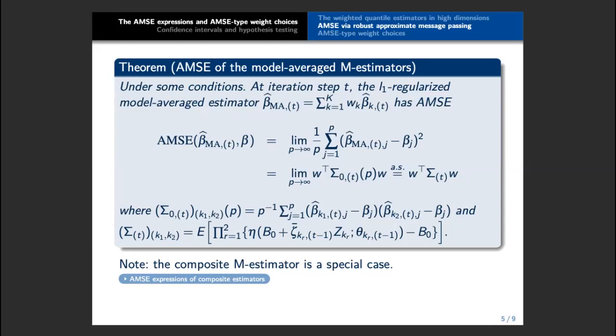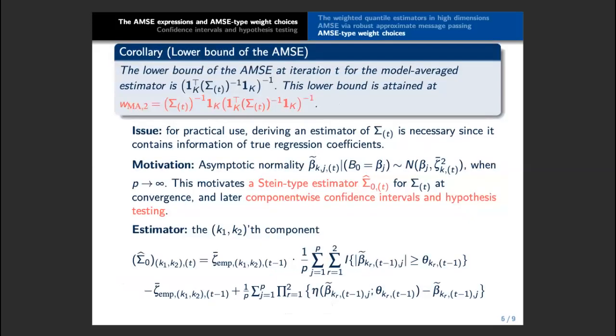I also want to note here that the composite M estimator is a special case. The AMSE type weight choice is derived by minimizing the quadratic asymptotic mean squared error expression. We note here that the AMSE type weight choice is determined by the sigma matrix, which contains information of the true regression coefficients. So for practical use, we need to derive an estimator of the sigma matrix.